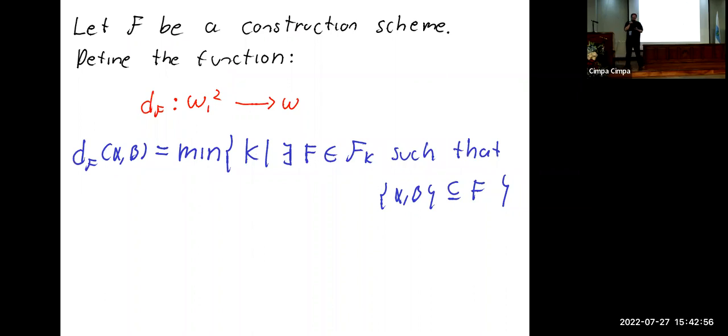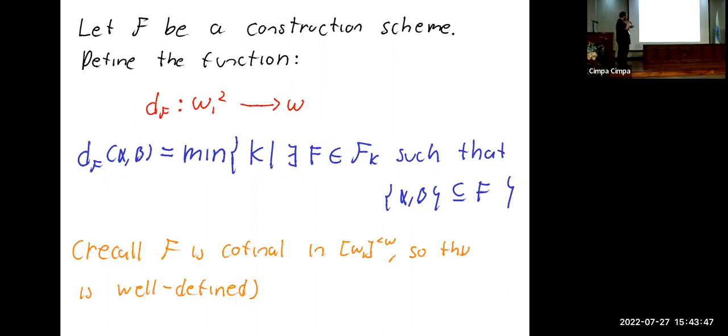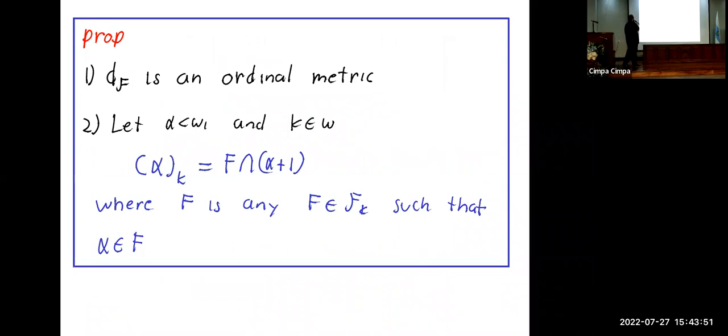What is very helpful to think is that construction schemes induce an ultrametric. So if you have a construction scheme, you can define the function. So what will be the distance of alpha and beta? Well, remember that construction schemes are cofinal. So that means that there is an element in the construction scheme that contains these two points. So look at the minimal rank of an element that contains these two points. So it turns out that this is an ordinal metric.